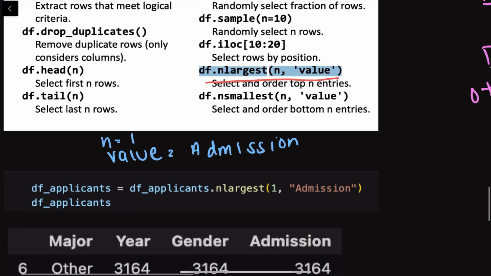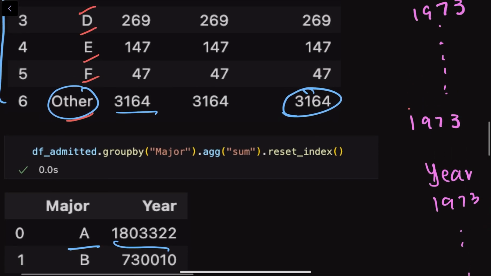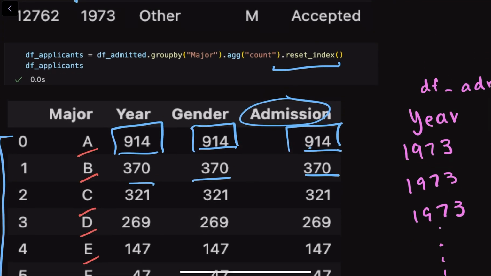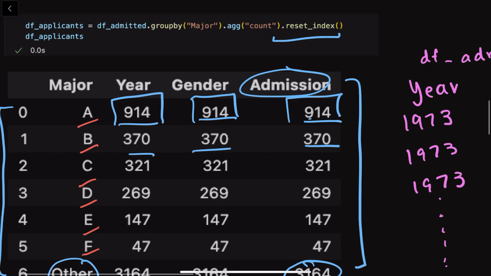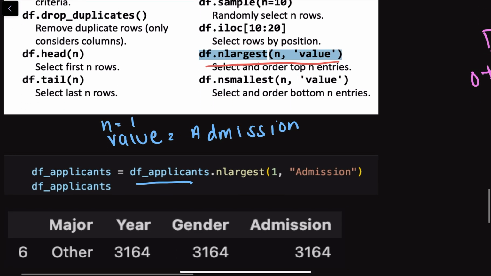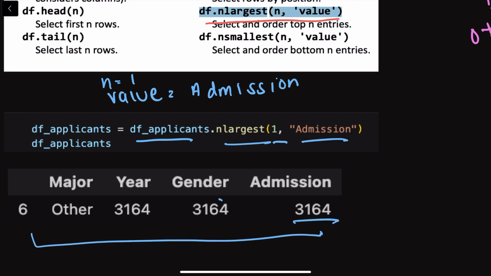So the code for that would look like this. DF applicants, because we stored this data frame into DF applicants, and now we want to find the largest of this data frame. So that's why we're using DF applicants. So we want to find the largest. N is 1, value is admission. And that would result in this, the largest, the major that accepted the most number of students, which is 3,164.